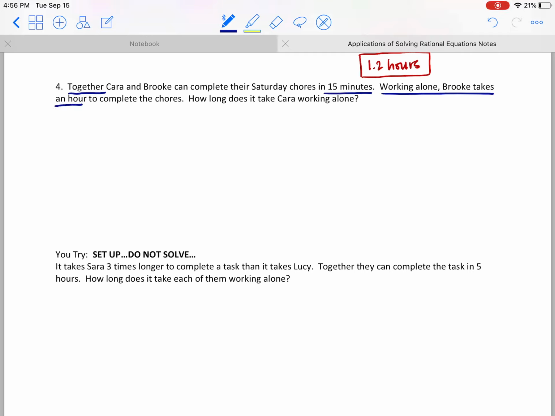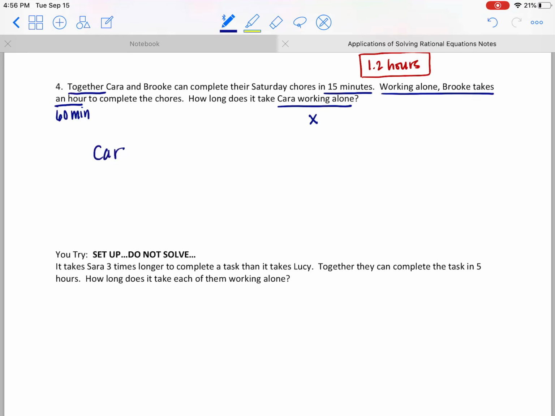Now already I have an issue because I've got minutes and hours, and I don't want 2 units in one problem. So I either need to change the minutes to hours or change the hour to minutes, and I think this would be easier. Here I'm just going to say this is 60 minutes. So I got 15 minutes versus 60 minutes. Now how long does it take Kara working alone? We're going to call that x. Okay? So let me set this up in words first.